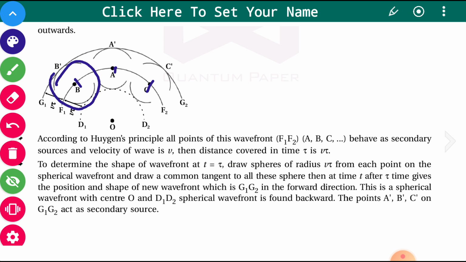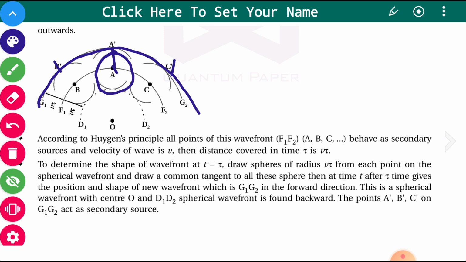It will give the position and the shape of the new wavefront, G1, G2. This way you have to draw the circles. In 2 dimensions we take a circle in place of the spheres. To understand it in 2 dimensions, we just take A as the center, take v tau as the radius, and draw a circle. That circle will have different points, which are A prime, B prime, C prime.